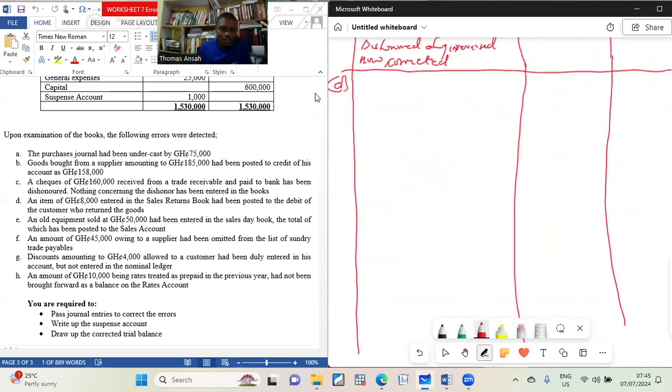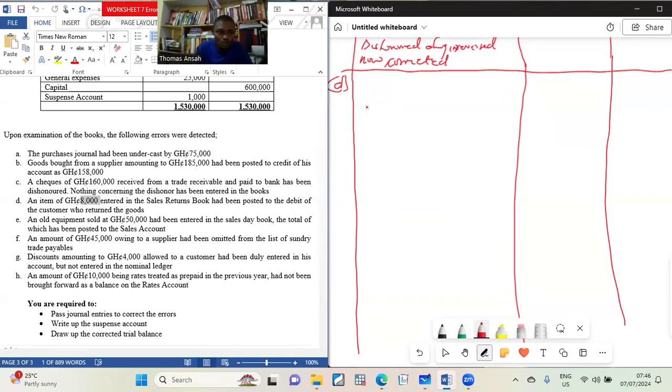An item of 8,000 entered in the sales returns book had been posted to the debit side of the customer who returned the book. The sales return book is already a debit, so it should be crediting the customer, but they debited the customer. So since they debited the customer, we are going to credit the customer, but we have to double the figure, because if you credit the customer with this 8,000, all that you have done is to cancel it. Nothing has happened, but the 8,000 has to reflect in the credit side.